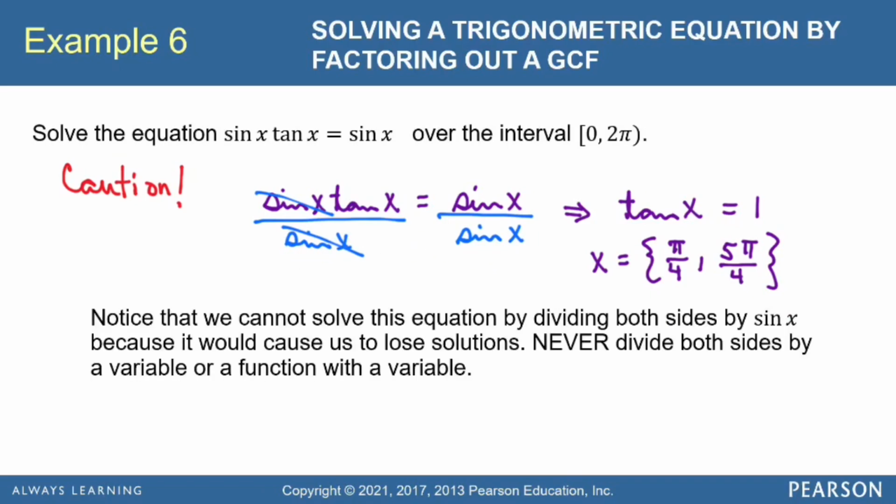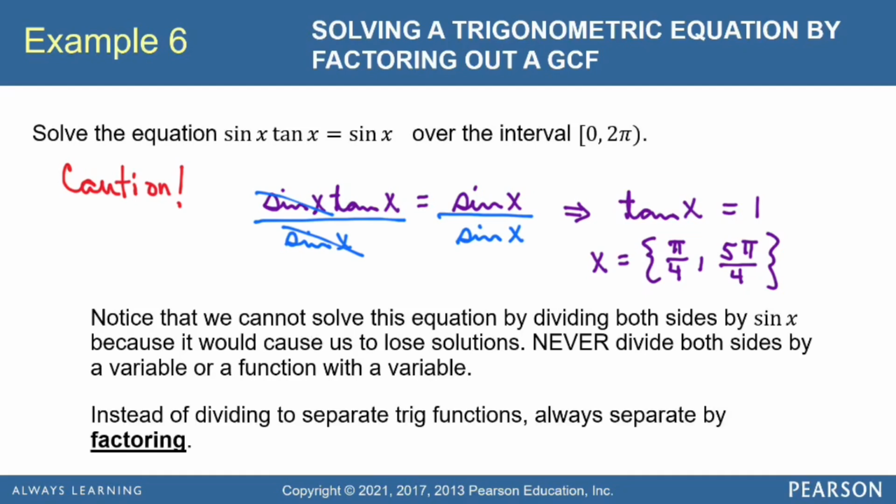So what you want to keep in mind is that you should never divide both sides by a variable or a function that contains a variable. So right here, the problem is that we divided by sine of x, which contains a variable, and that causes a loss of solutions. So instead of dividing to separate trig functions, always separate them by factoring.